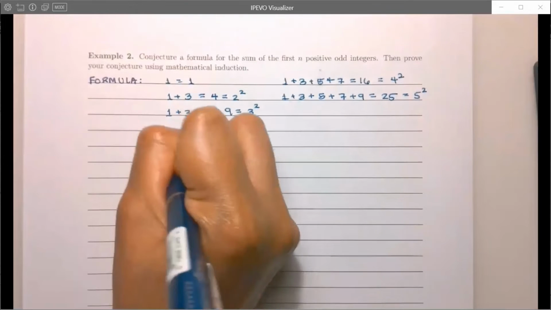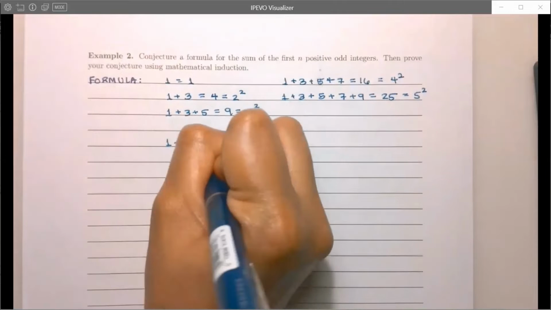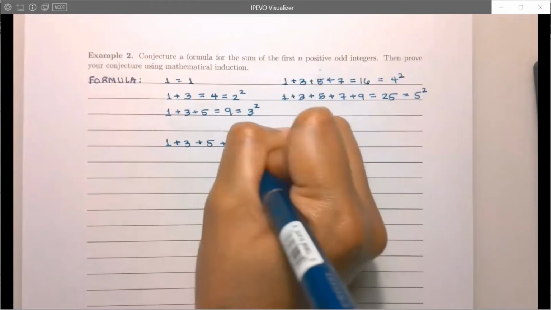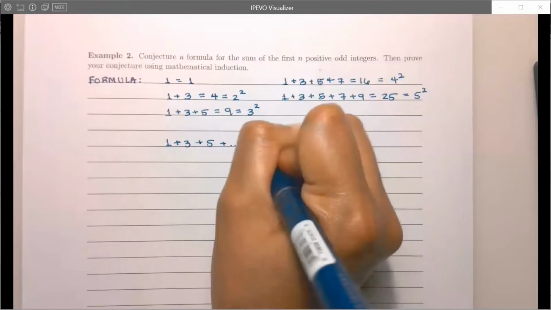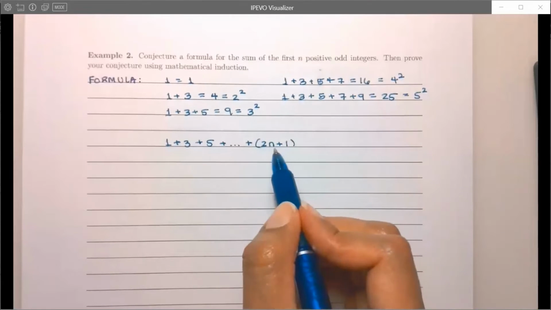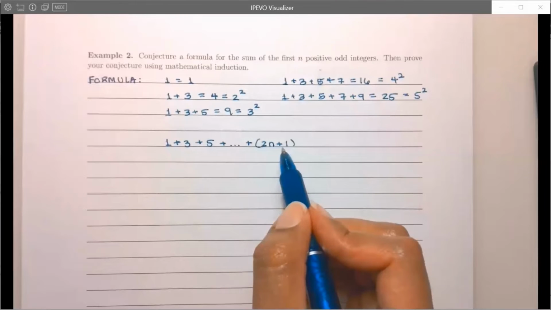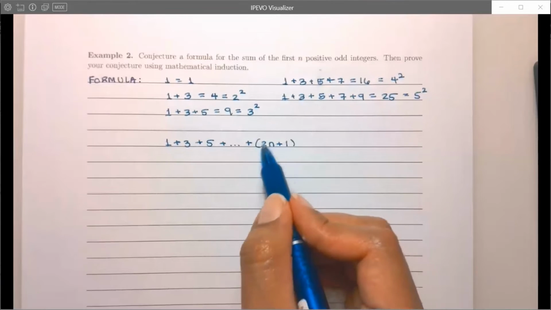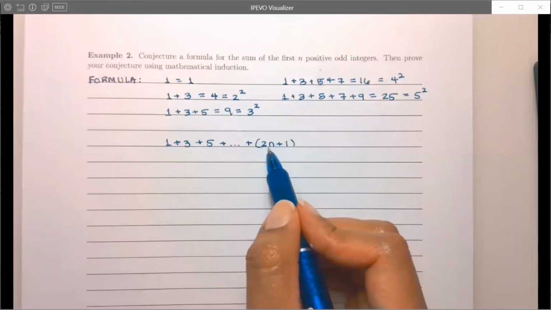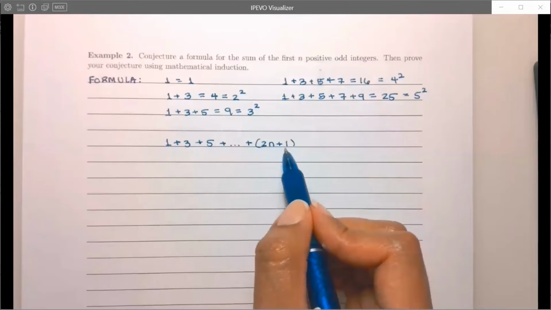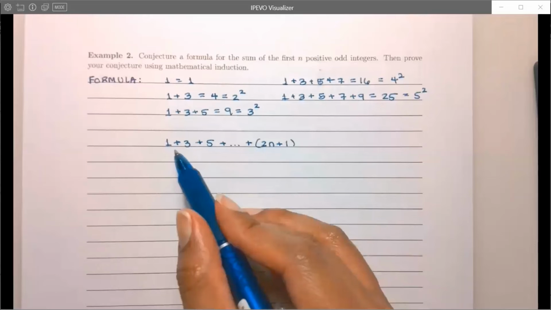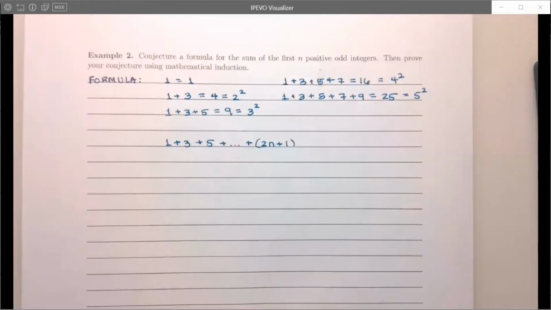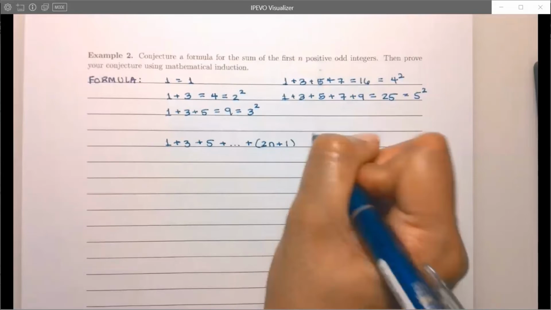1 plus 3 plus 5 plus all the way down to a 2n plus 1, where 2n plus 1 is representing an odd number. If you recall that from our last lecture, 2n is an even number because an even number is defined as any number that's divisible by 2. And then if you add 1 to an even number, you get an odd number. Okay, so I'm adding everything from 1, 3, all the way down to 2n.